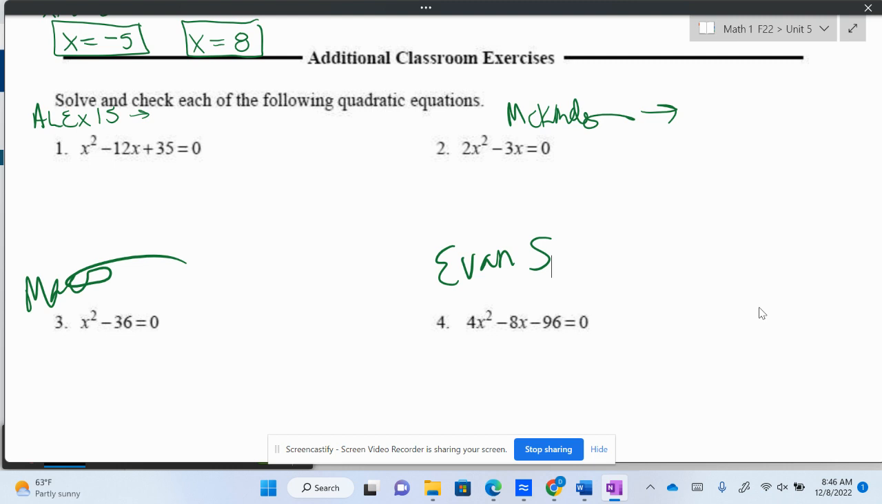Evan, you're up. One of you, Evan E, since you're up there, write your solutions on the board. Evan Easton, up front, right there under number 4. Just write down your 2 x equals. X equals what? X equals what?